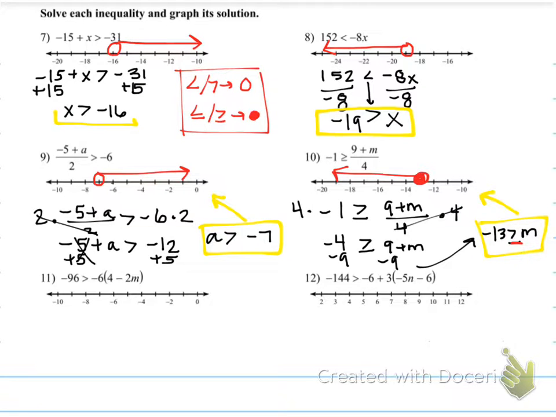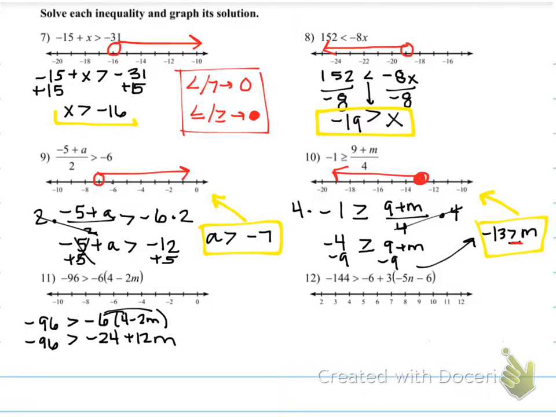All right, 2 more. Let's look at number 11. I got negative 96 is greater than negative 6 times 4 minus 2m. First things first, you notice that there are parentheses. We've got to distribute to get rid of those parentheses, so let's go ahead and do that. Negative 6 times 4 gets me a negative 24, and then negative 6 times negative 2m gets me a positive 12m. And then I can bring down that negative 96 and the greater than sign.